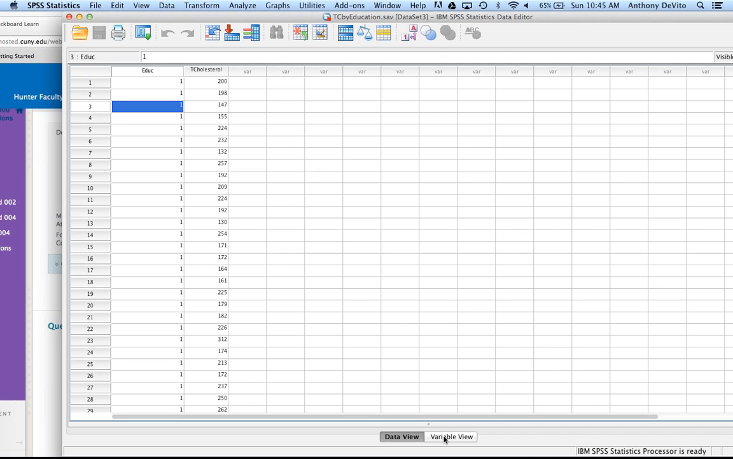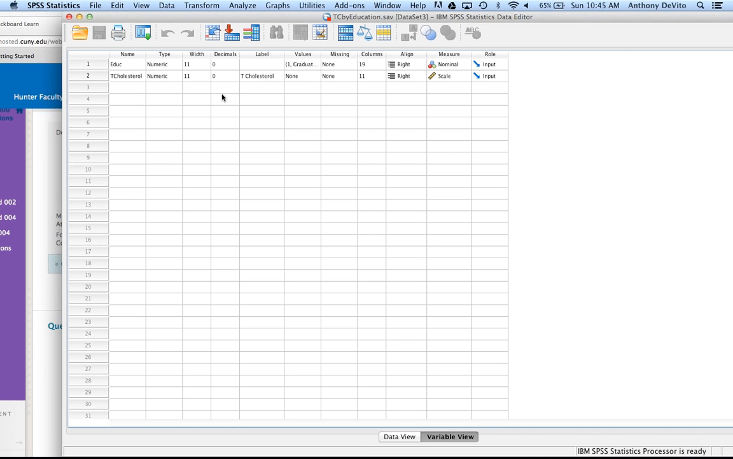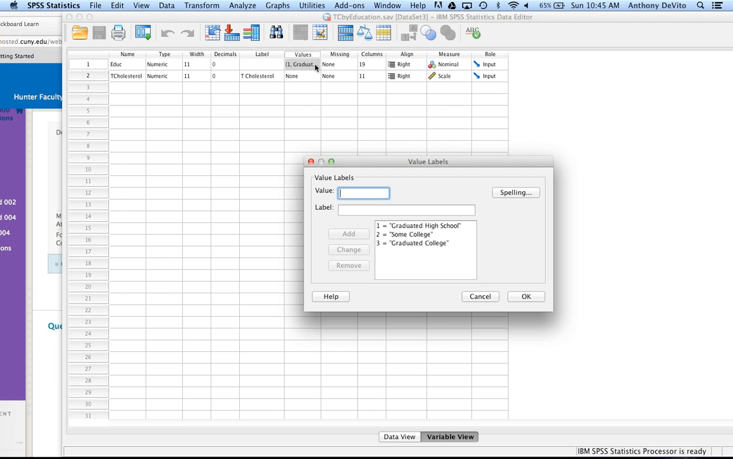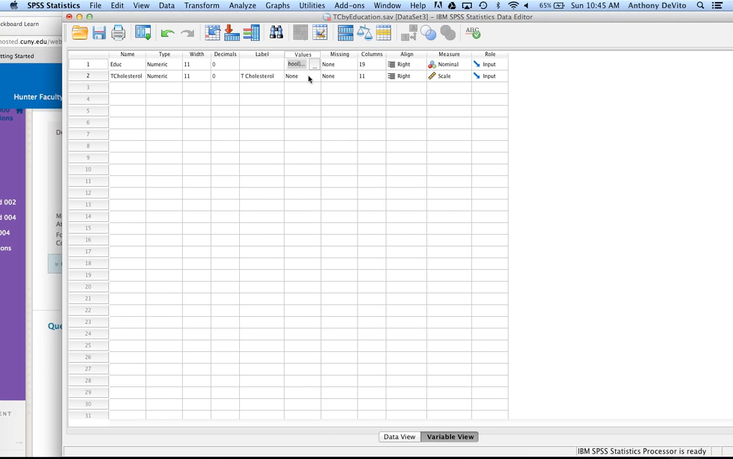I'm going to go into the variable view just so I can see what this data really looks like. Okay, education is a nominal variable, right, and it has values. 1 represents graduated high school, 2 represents some college, and 3 represents graduated college. There's three values there. That's already been coded for you. Total cholesterol is a scalar or numeric variable, so we don't put anything in the values because each value is whatever the number is, right?